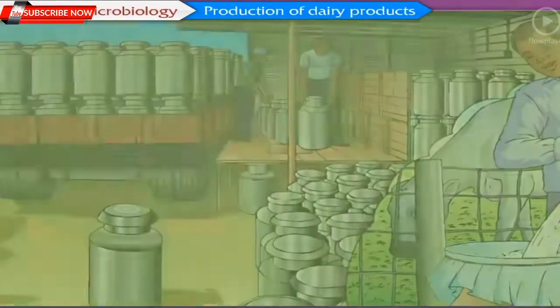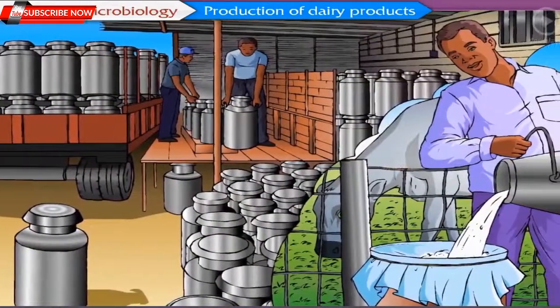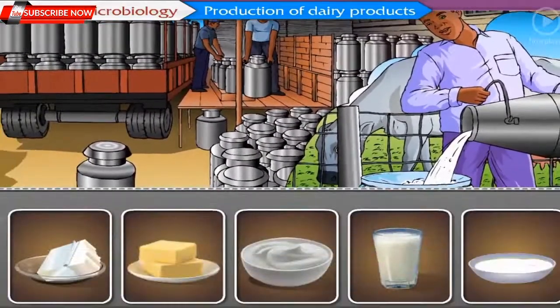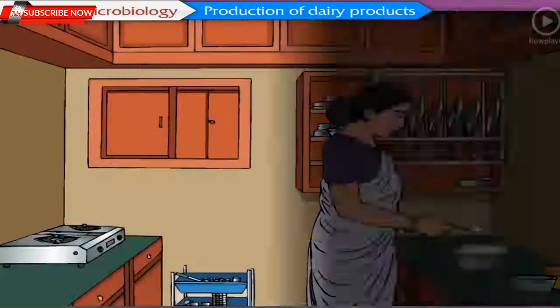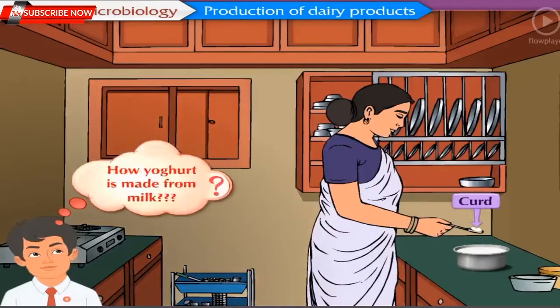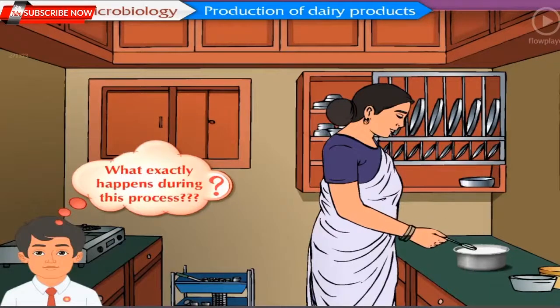Industrial microbiology. Production of dairy products. Since ancient times, milk is converted into various products like cheese, butter, cream, kefir, yogurt, etc. for its preservation. Can you tell me how this yogurt is made from milk? And what exactly happens during this process?